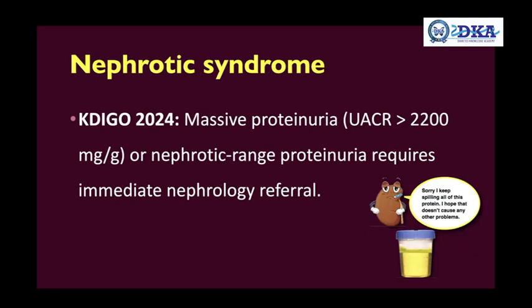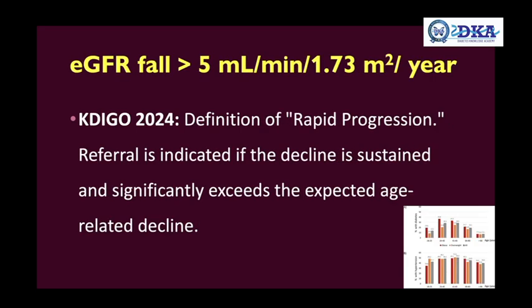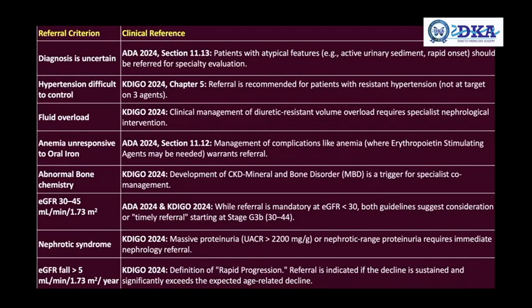And if there is massive proteinuria, which is above 2,200 milligram per gram, or nephrotic range of proteinuria, it requires immediate nephrology referral. And if you have a baseline eGFR, and if the patient is coming for follow-up, and if the eGFR fall is more than 5 ml per minute per 1.73 meters square per year, this patient has to be referred to the nephrologist. So this is the summary of referral criteria to a nephrologist, which we have already discussed.